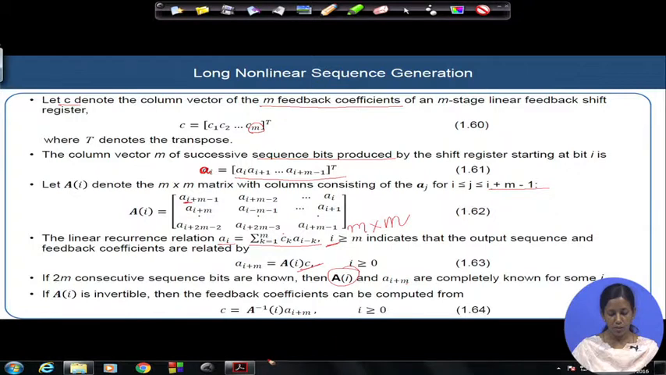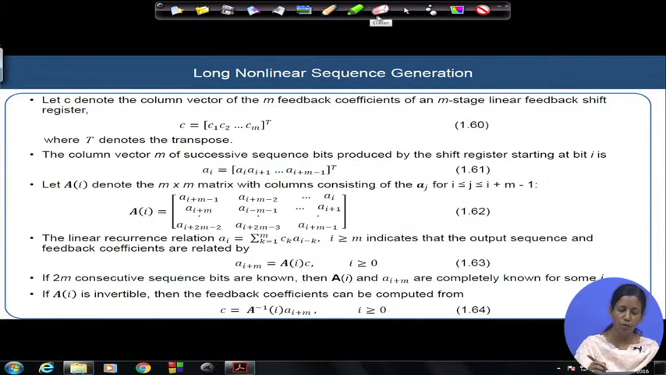So, now what is the situation, if the sequence length is short, if you observe it over twice the m bit period, what is the m sequence and the bit period. So, you will have a complete knowledge of this A I for some value of I, and if this matrix is invertible, then definitely I can get the setting of the C matrix. The setting of the C matrix is nothing but the setting of the feedback path.